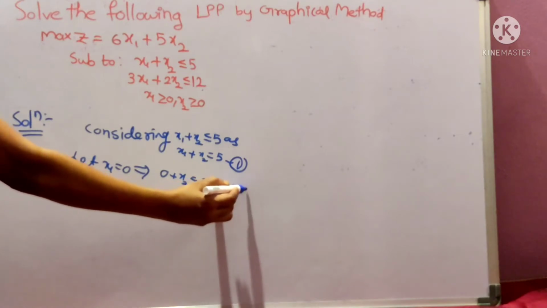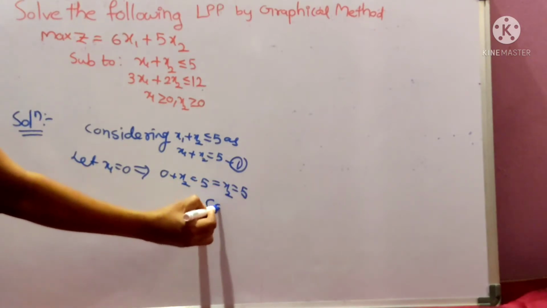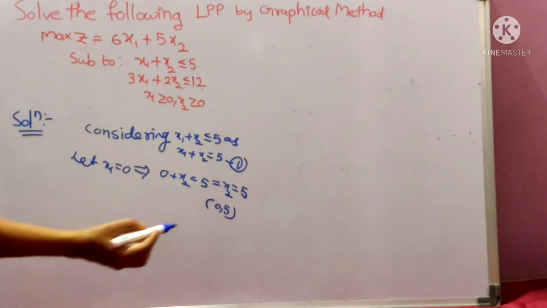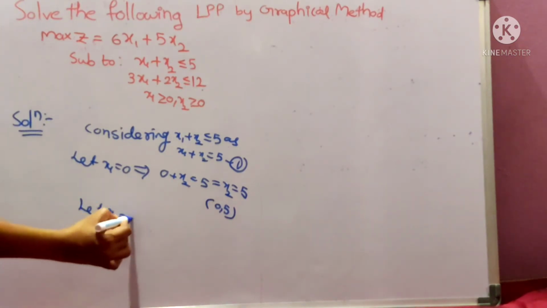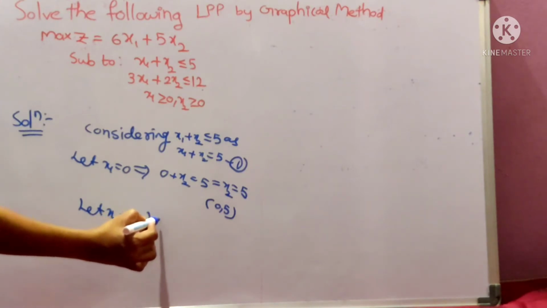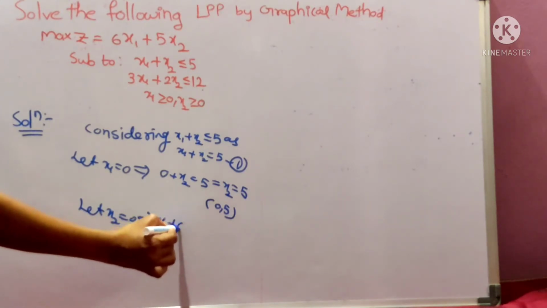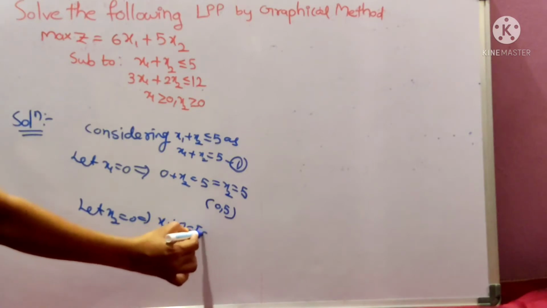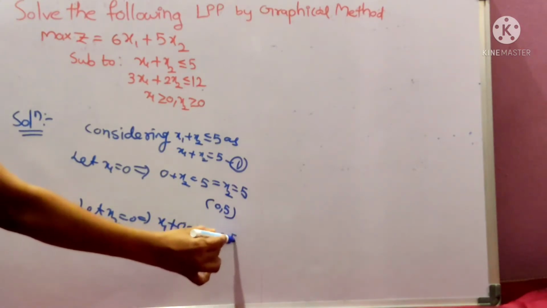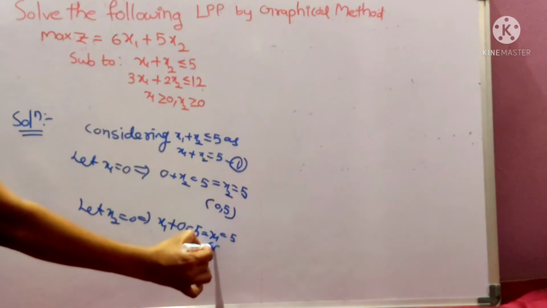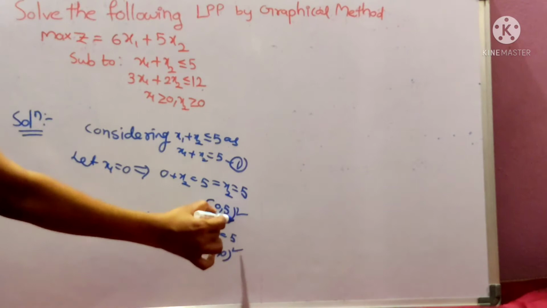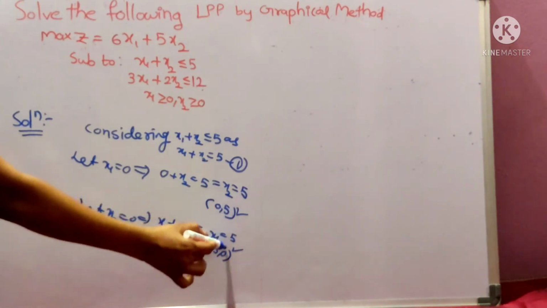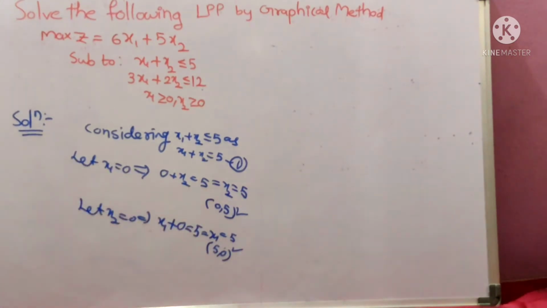For solving, let us assume x1 equal to 0, that is 0 plus x2 equal to 5, that implies x2 equal to 5. The point is 0, 5. Similarly, let x2 equal to 0, substitute in the equation x1 plus x2 equal to 5, that is x1 plus 0 equal to 5, x1 equal to 5. The point is 5, 0. Now we use these points 0, 5 and 5, 0 for plotting the graph.